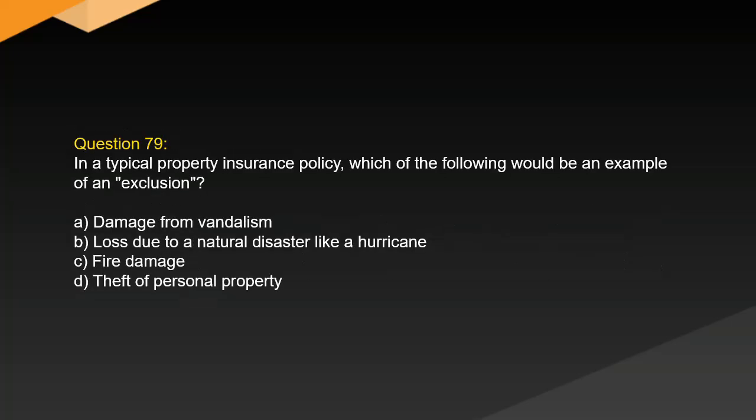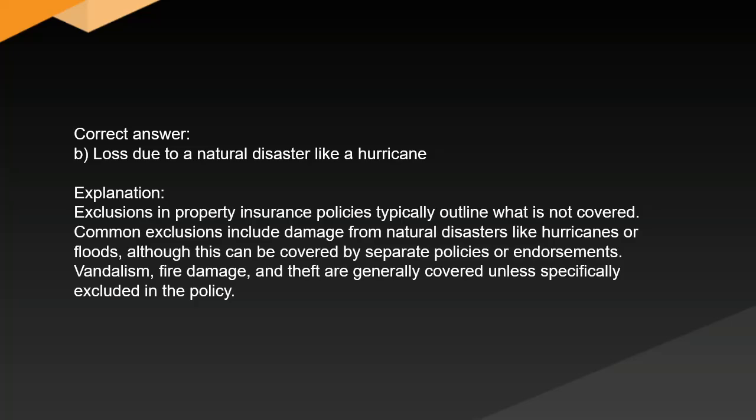Question 79. In a typical property insurance policy, which of the following would be an example of an exclusion? A. Damage from vandalism. B. Loss due to a natural disaster like a hurricane. C. Fire damage. D. Theft of personal property. Correct answer. B. Loss due to a natural disaster like a hurricane.